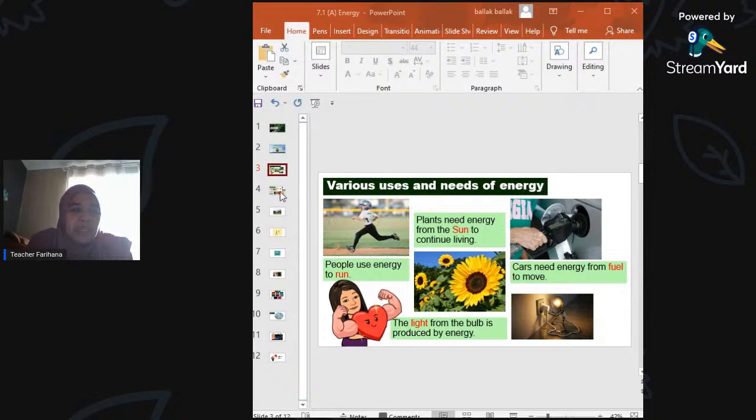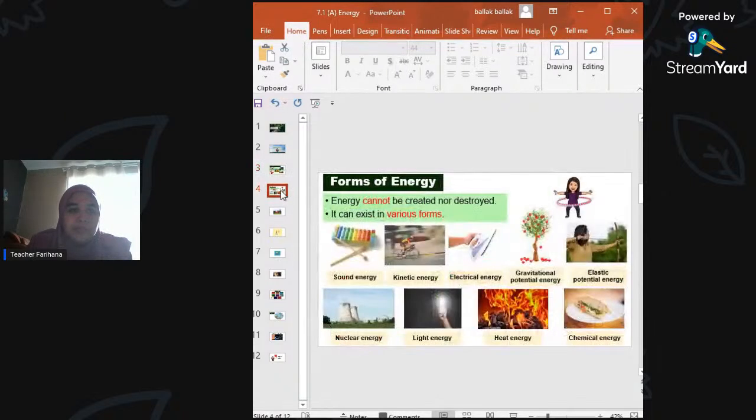Okay, let's continue. Next slide is forms of energy. Energy cannot be created nor destroyed. It can exist in various forms. For example, sound energy, kinetic energy, electrical energy, gravitational potential energy because it has potential to drop, and elastic potential energy because it can move forward, like the string. Then nuclear energy, light energy, heat energy and chemical energy, which is energy stored in food.